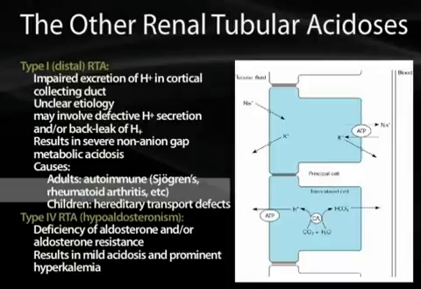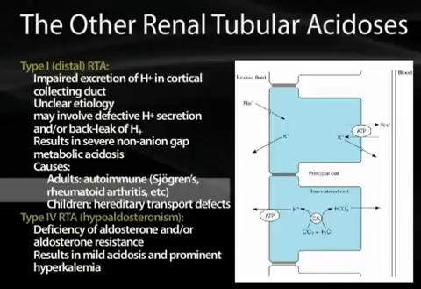The net result is a more severe non-anion gap metabolic acidosis. We will walk more into detail regarding anion gap and non-anion gap and why the acidosis is much more severe in the acid-base portion of this review.